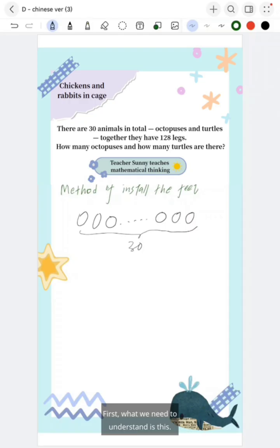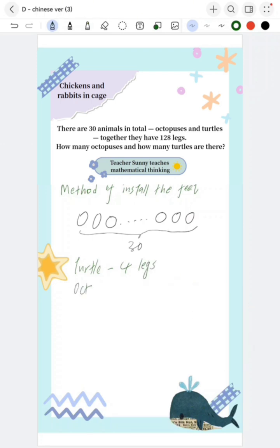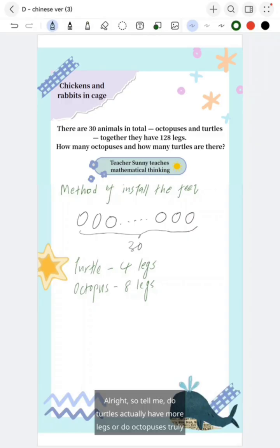First, what we need to understand is this. As for the turtle, how many legs does a turtle have? The turtle has 4 legs. And each octopus has 8 legs. Alright, so tell me, do turtles have more legs, or do octopuses have more legs? Of course, octopuses definitely have more legs, right? So turtles in comparison have fewer legs, don't they?